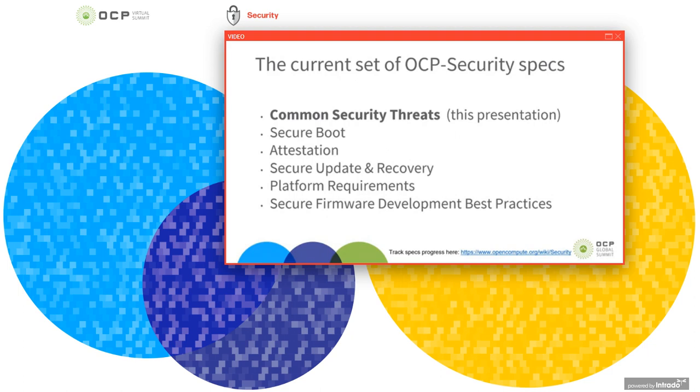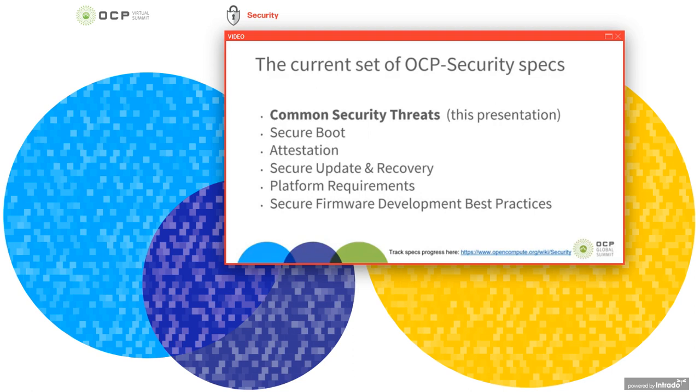So the real specs are the secure boot spec that talks obviously about how to do secure boot, attestation, and secure update and recovery, that talks about how to do firmware update and how to recover when firmware is corrupt. And there is a spec in progress for platform requirements that talks about what you need to do when you're designing a platform that needs to integrate OCP security into it, as well as security of the root of trust chip that we are speccing.